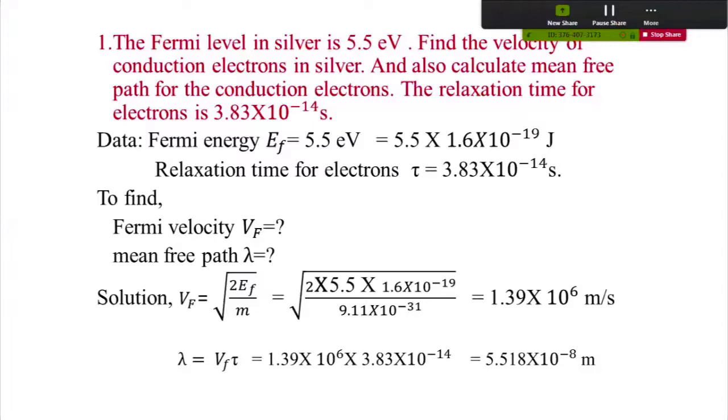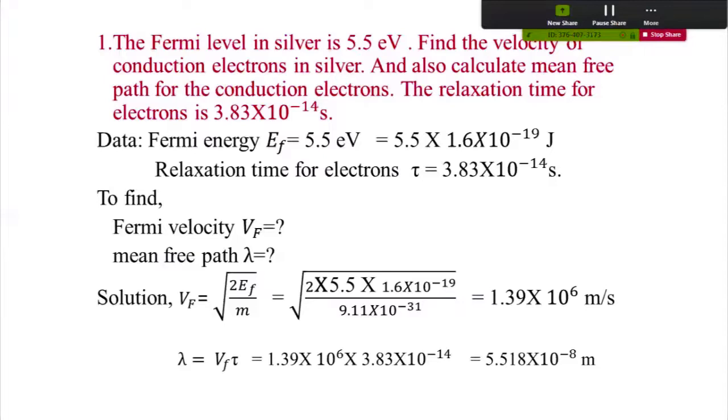Before solving any problem, you need to know the data. In that problem, note down what data they have given. The first data is the Fermi energy, EF equals 5.5 electron volt. We need to convert electron volts to joules: 5.5 into 1.602 into 10 to the power minus 19 joules. Second, the relaxation time, tau, equals 3.83 into 10 to the power minus 14 seconds. The unit for time is seconds.